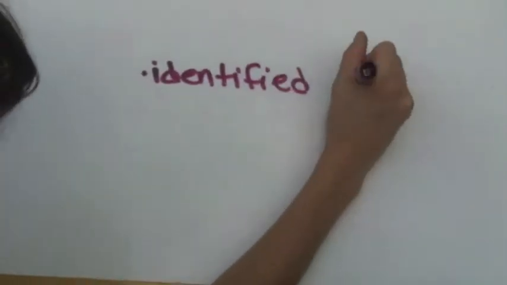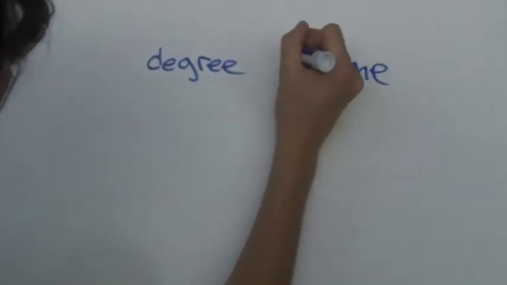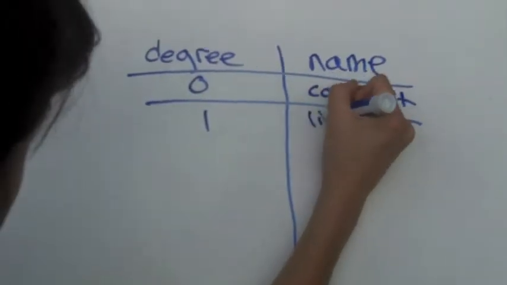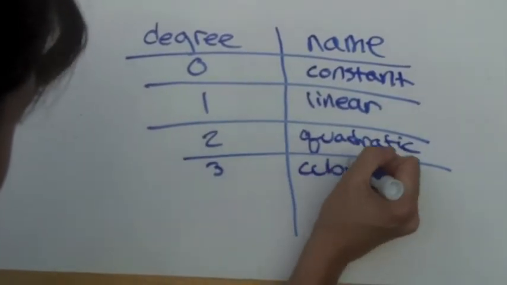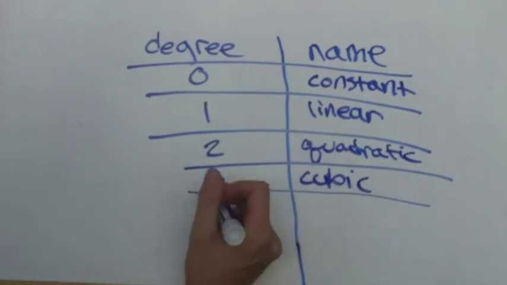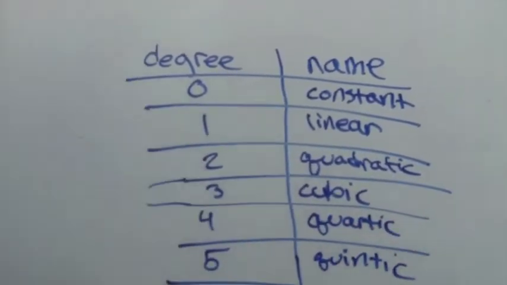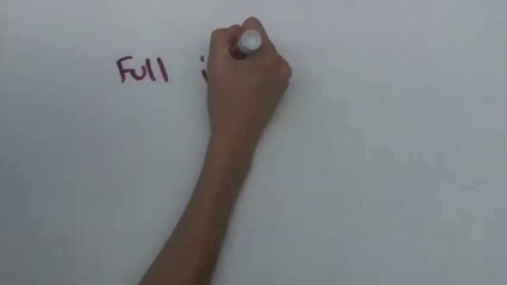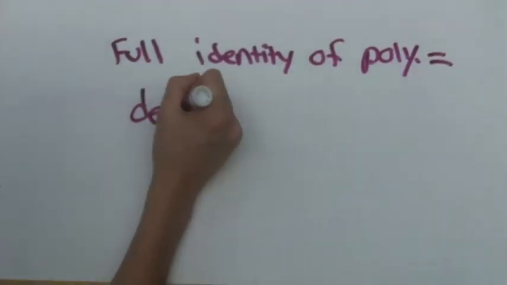Polynomials are also identified by the largest exponent. Each degree has a specific name. If there is no exponent, it's constant. The first power is linear. The second power is quadratic. The third power is cubic. To the fourth power is quartic. To the fifth power is quintic. Anything more is considered 6th degree, 7th degree, 8th degree, etc. The name of a polynomial is the degree followed by the number of terms.